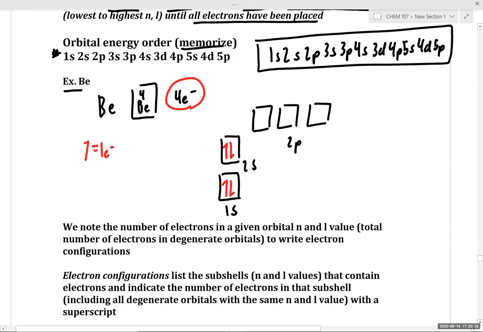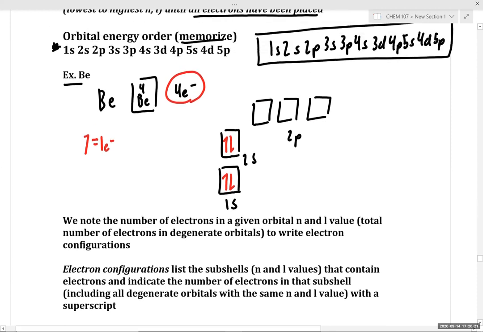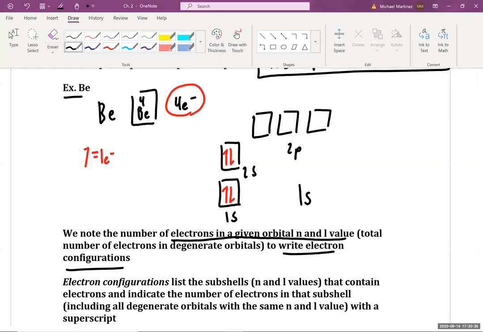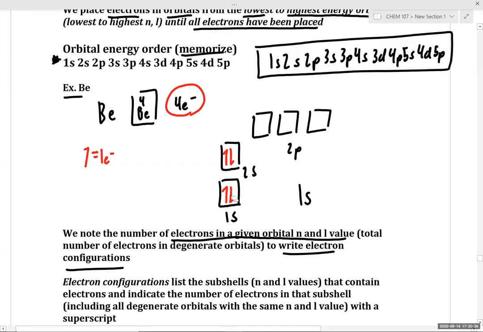Now what's really cool from here is that we can note the number of electrons in a given orbital n and L value to write out electron configurations. So we note in our 1s orbital, how many electrons do we have? How many arrows do we see in our 1s orbital? 2. Exactly right. So we put the number of electrons as a superscript because we have 2 electrons.